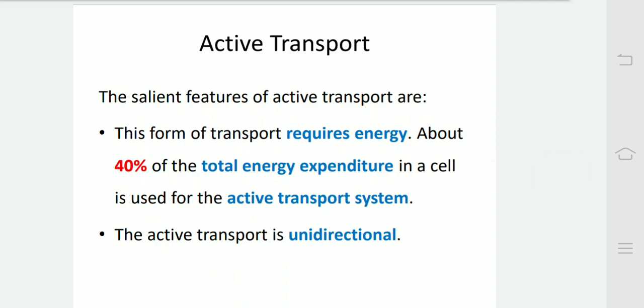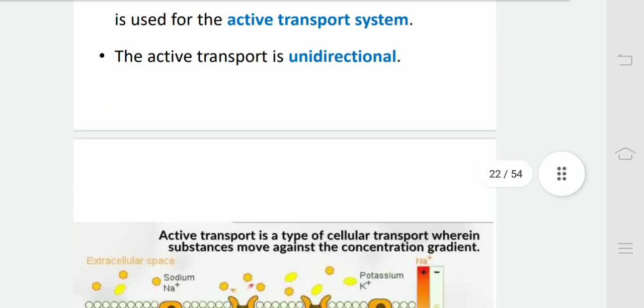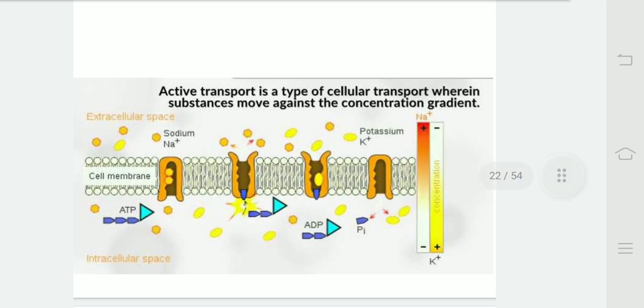Second, active transport. The salient features of active transport are: first, this form of transport requires energy. About 40% of the total energy expenditure in a cell is used for active transport system. Second, the active transport is unidirectional. In this diagram, we can see that active transport of sodium and potassium ions requires energy in the form of ATP.